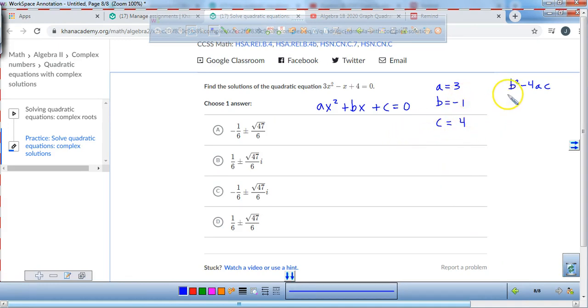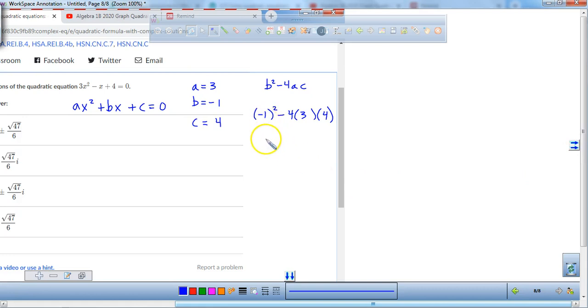Alright, so here we go. We're going to take our b value and we're going to square it. So negative 1 squared minus 4 times our a value, which is 3, times our c value, which is a 4. So negative 1 times negative 1 is positive 1. Now, here's where it gets a little bit tricky. Now we have a negative. Negative 4 times 3, which is negative 12, times 4, which is negative 48. Now 1 minus 48 becomes negative 47. So now we have a discriminant that is negative. Alright, so now we're going to end up having a complex solution instead of a real solution.